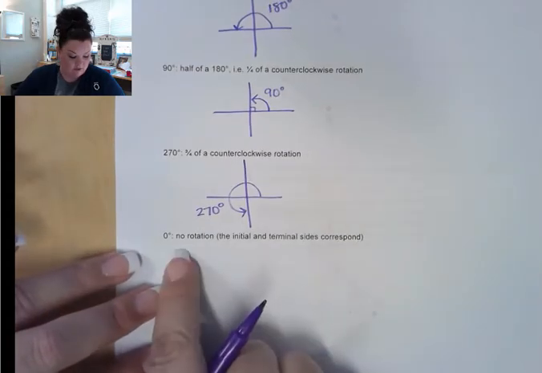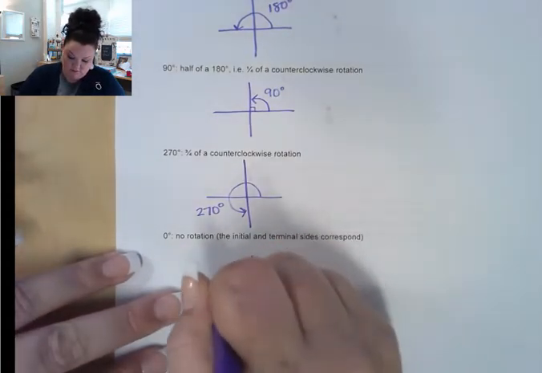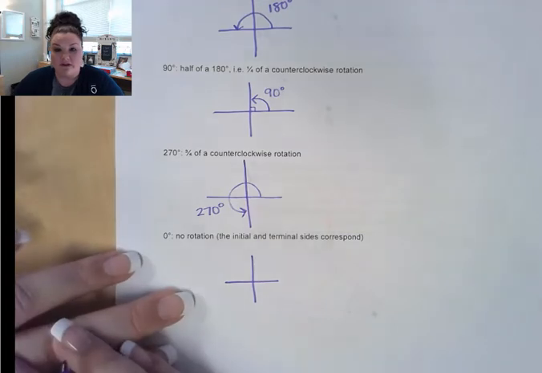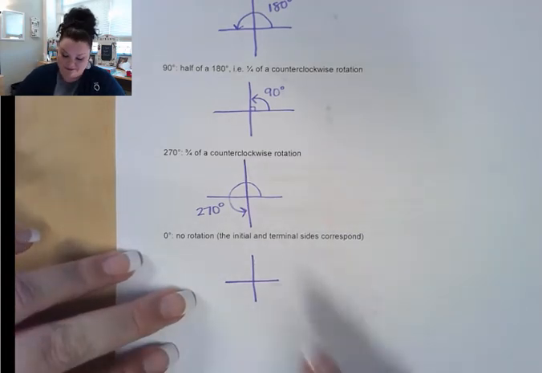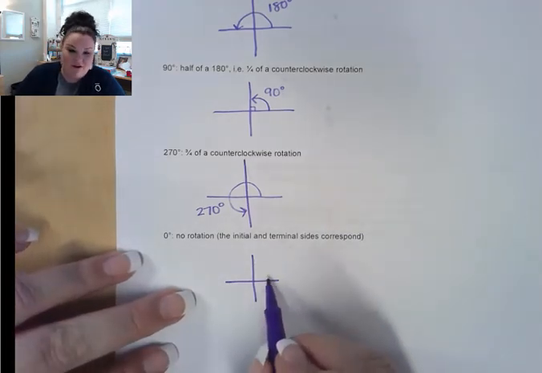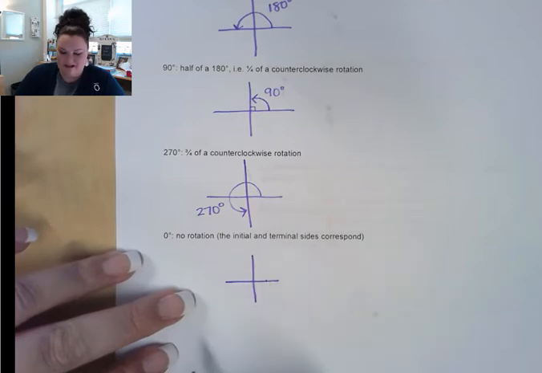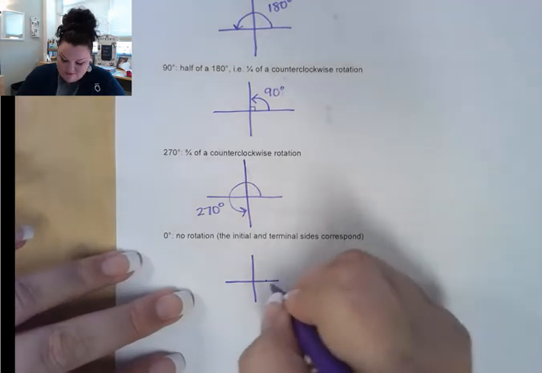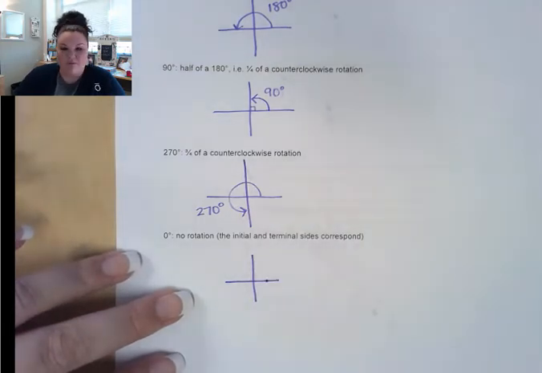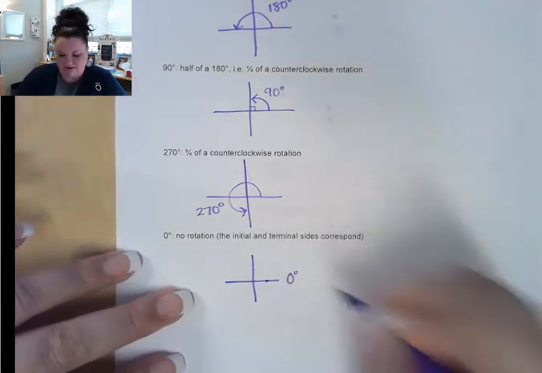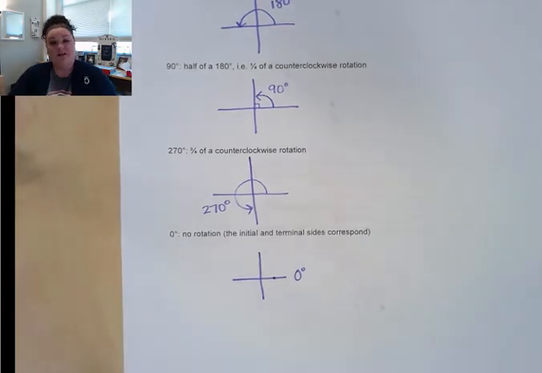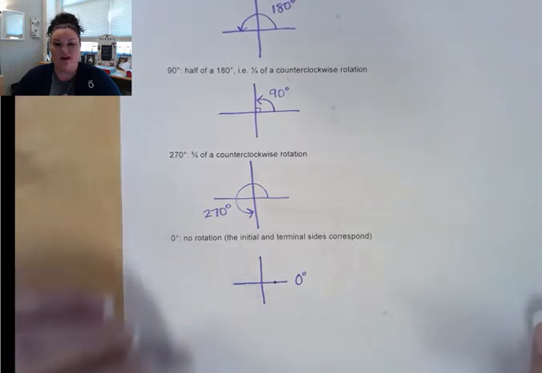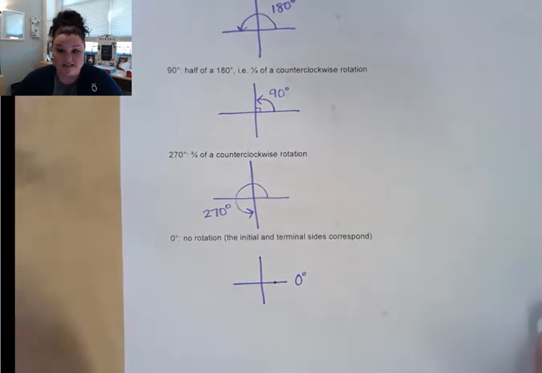And then 0, we just don't put anything. Because what happens if we are right here, we are not going any degrees, right? That means the initial and terminal sides correspond. So usually if it's 0, usually I'll just put a point and then I'll put 0 degrees because we didn't go anywhere, right? Okay, so let's go ahead and practice writing some of these angles.